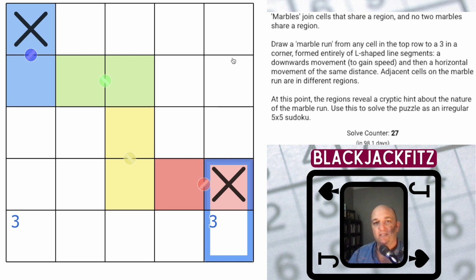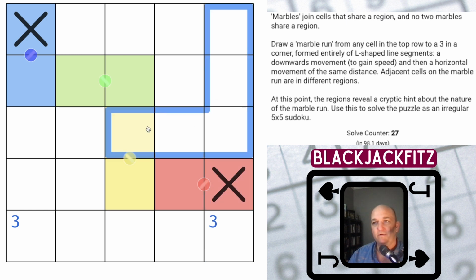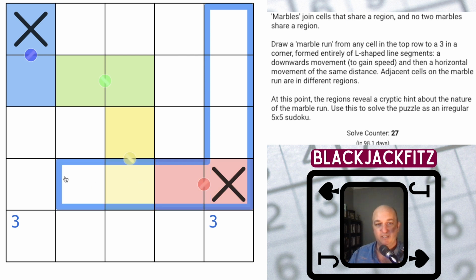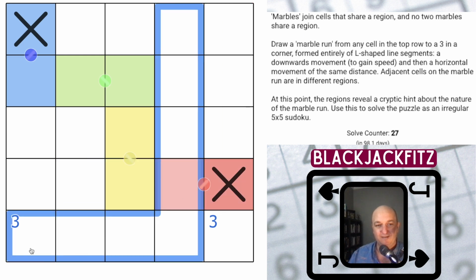So Helio is suggesting it might be able to go down 2 and over 2. Is that right? That's an L-shaped line segment, a downward movement to gain speed, and then a horizontal movement of the same distance. Right. So that is true. It's very clear, actually, now that I read it that way. Good. Okay. So thank you. It could even potentially do like that. Right? 1, 2, 3, 1, 2, 3. So I wonder if that's, what if it was the marble run? That would be quite weird.